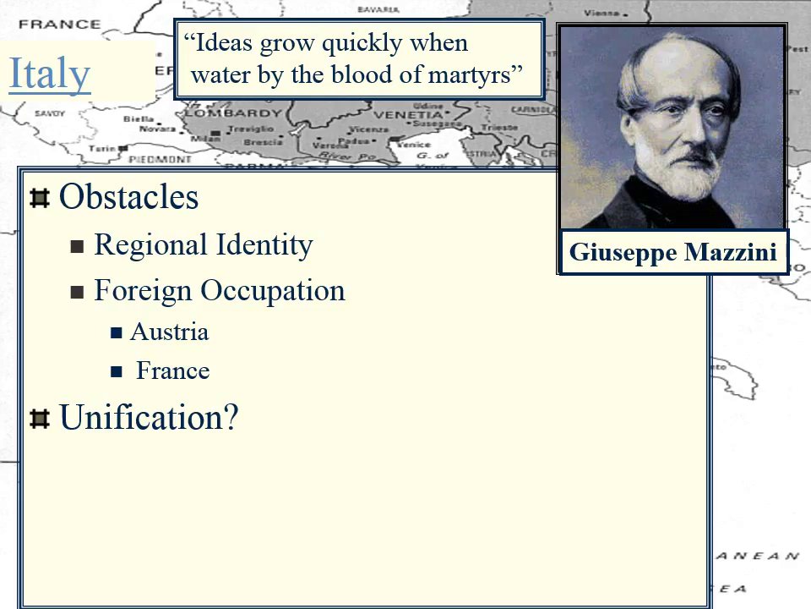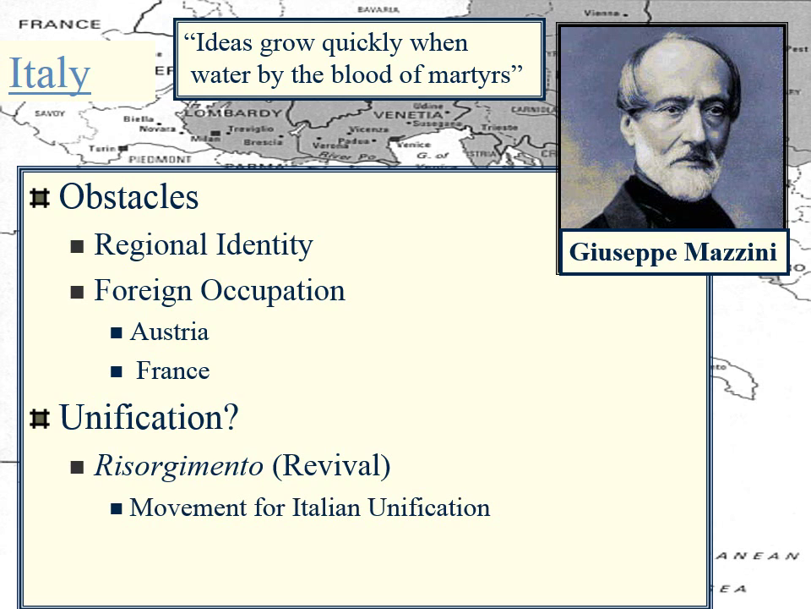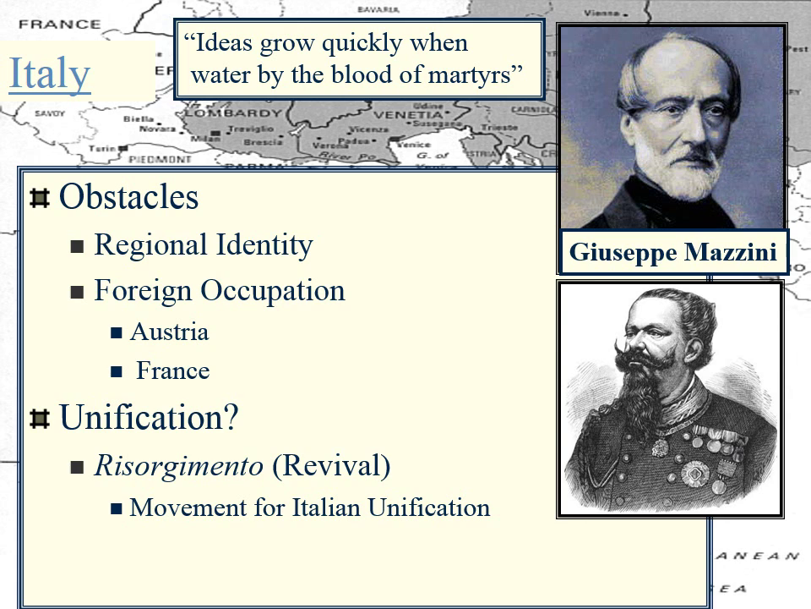So one of his more famous quotes: "Ideas grow quickly when watered by the blood of martyrs." I mean, he's saying that people would take notice. People could talk all they want, but as soon as people are ready to die for their beliefs, that's when people really step up and take notice. So he is the leader of the Risorgimento, or the revival, bringing back that strong Italian heritage, that Roman identity. And this is the group that begins that movement for Italian unification.